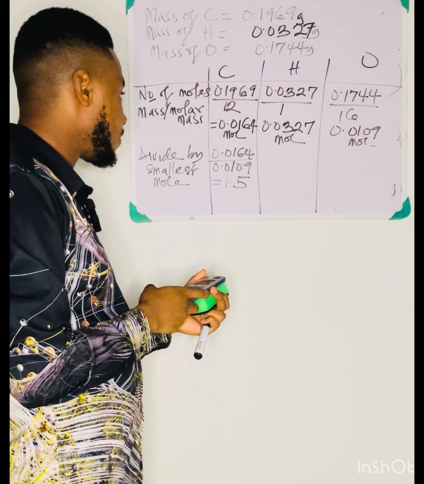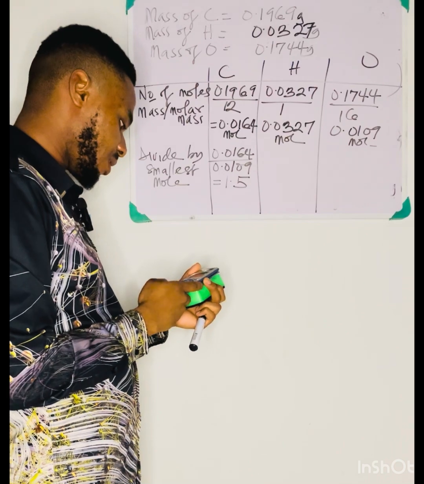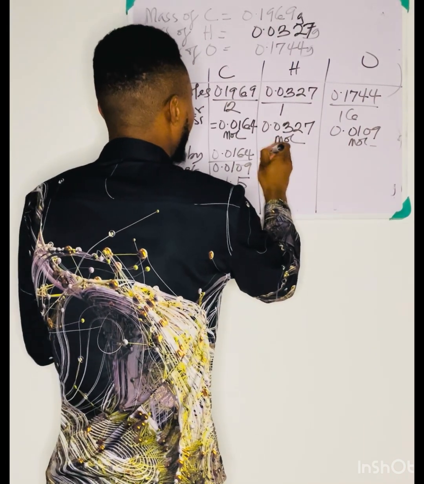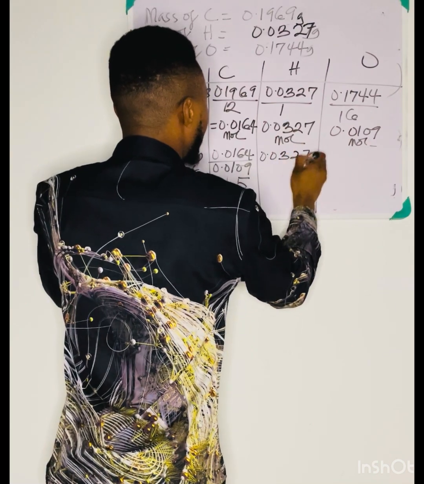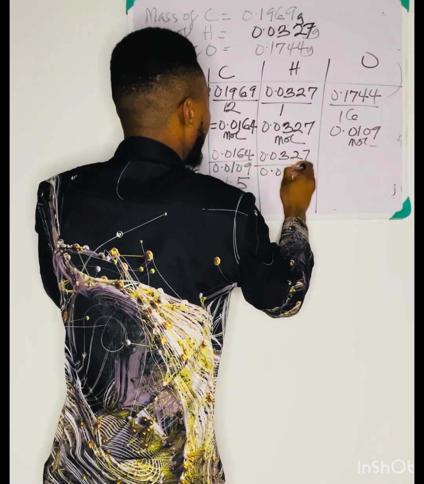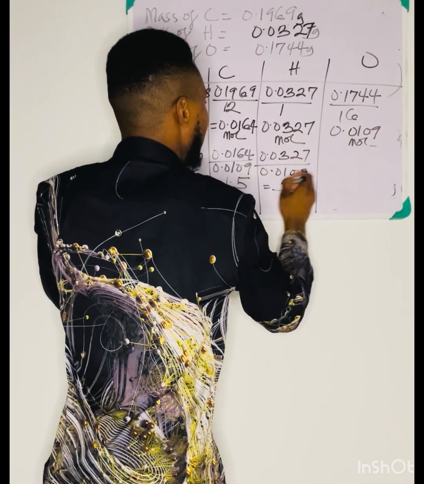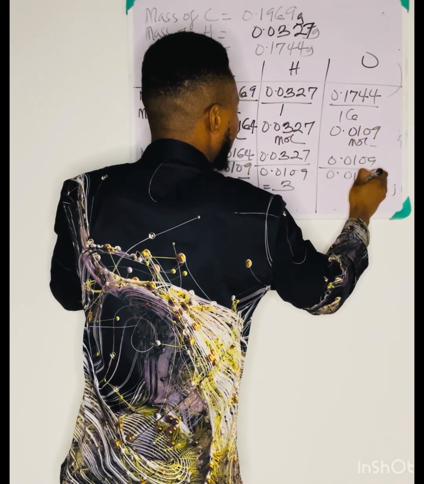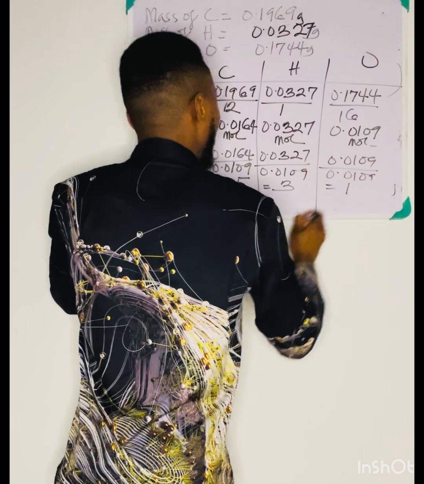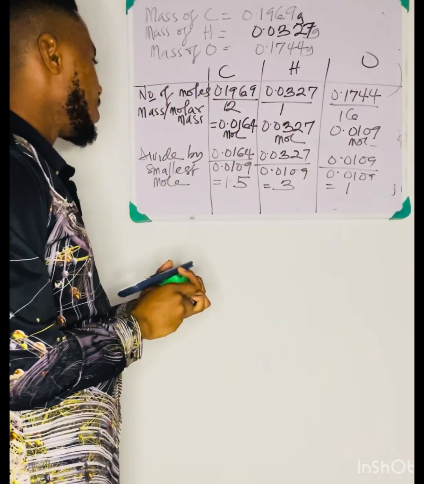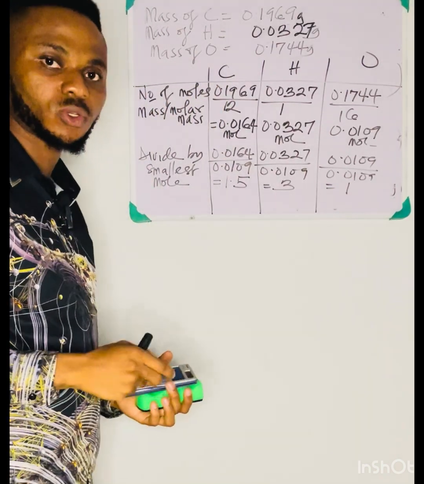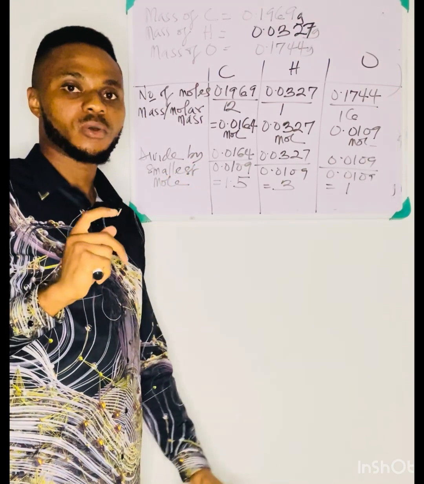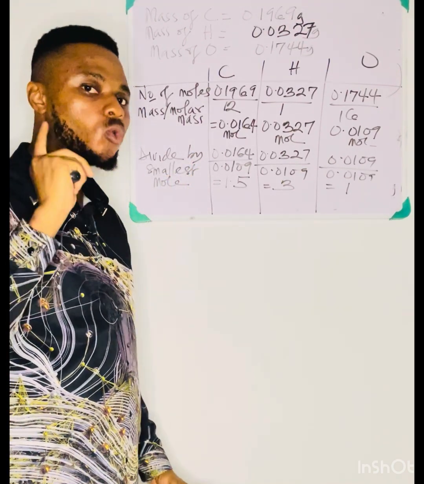All right, then we have 0.0327 divided by 0.0109. This will give us 3. Now 0.0109 divided by itself, this will give us 1. Now, if you look at this, you realize that we are having decimals, but we are not supposed to be having decimals as our mole ratio. Mole ratios are supposed to be whole numbers.